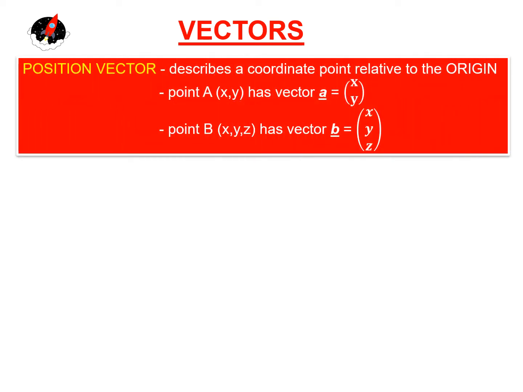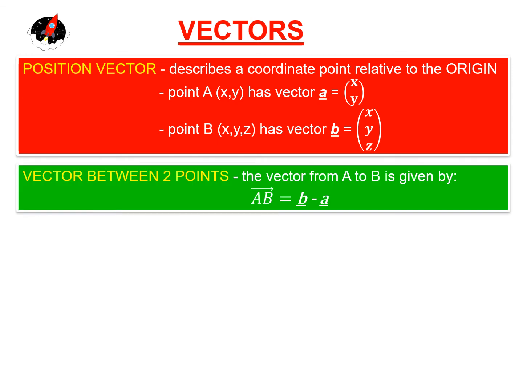We also spoke about position vectors, and we said that that was just describing the journey from the origin to a specific coordinate point. It can be in 2 dimensions or 3 dimensions again. So if we have a coordinate point A in 2 dimensions, which is (x, y), then the corresponding column vector A underlined would be x, y written vertically. If we have a coordinate point B which is in 3 dimensions, then the corresponding column vector B underlined would be x, y, z written vertically.